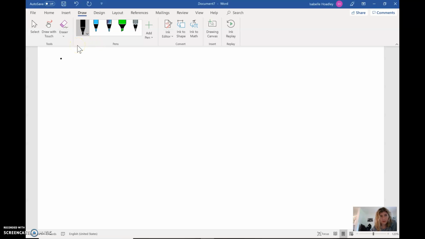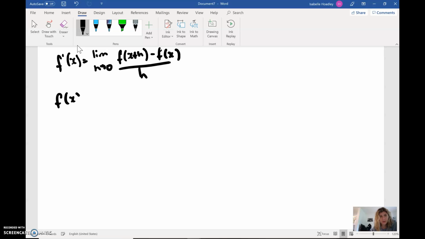Okay, so I thought we'd come back and we'd look at some harder first principles questions. So we're looking at the limit as h approaches 0, f of x plus h minus f of x over h. All right, and this time our function is going to be 3x squared minus 4x.